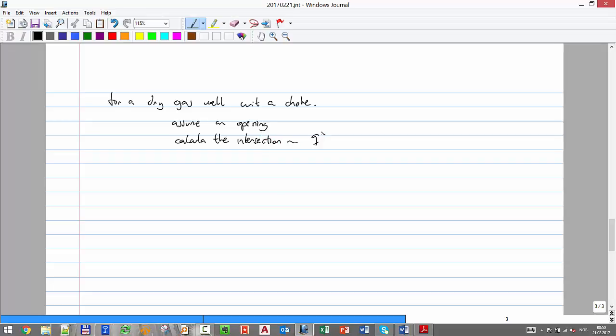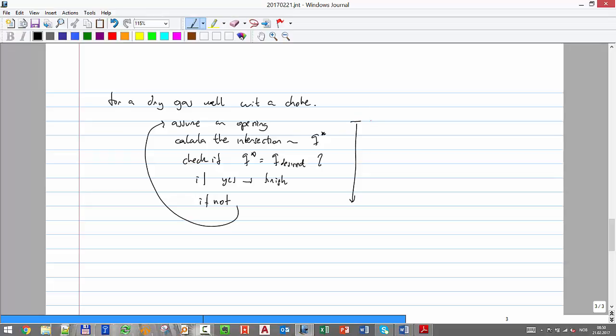Okay, Q star, for example. Check if Q star is equal to the Q that I desire. If yes, finish, and I have exactly the opening that I want. If not, I have to assume another opening, calculate the intersection, check, etc. And in this process, I use any method.